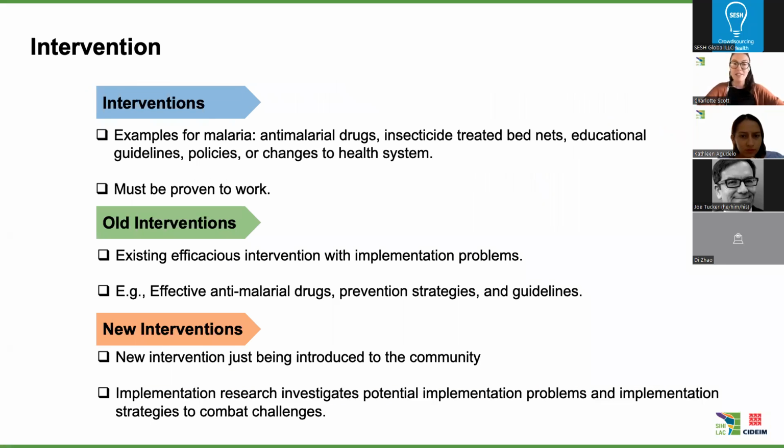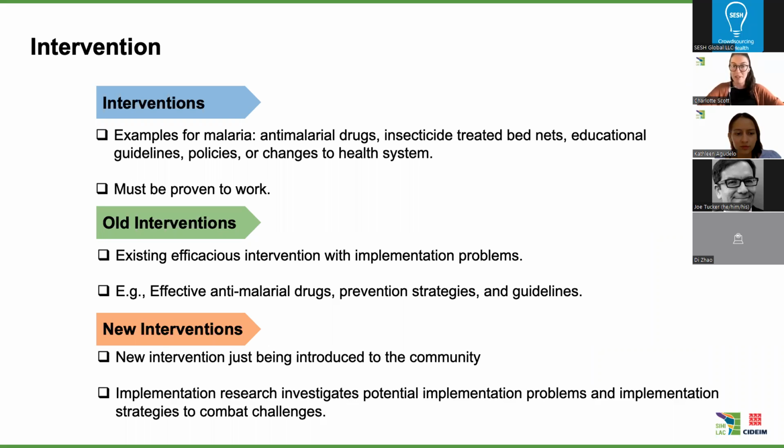So interventions, like we mentioned, could be antimalarial drugs, insecticide-treated bed nets, in addition to educational guidelines, the implementation of packages or policies, as well as changes in the actual health delivery system itself. What's most important about all of these interventions is that they must be proven to work. So in some cases, an efficacious intervention might be old, it might have been in existence for some time, but the implementation of the intervention runs into problems. And this is where implementation research comes in to tackle these implementation problems that you identify.